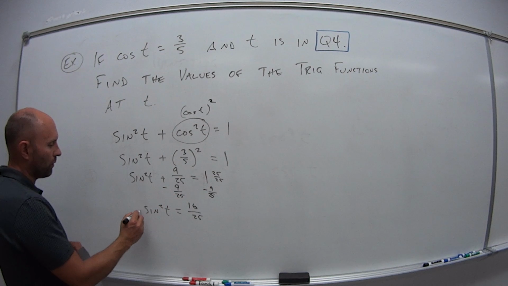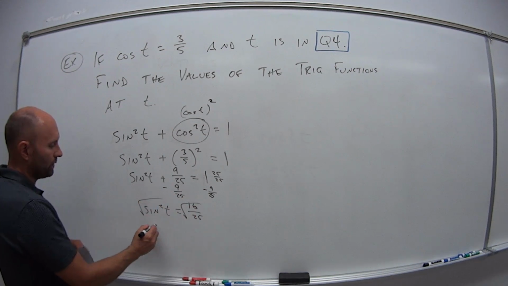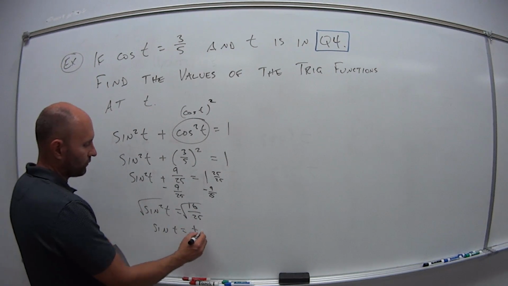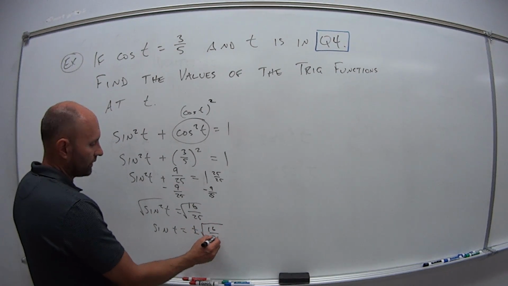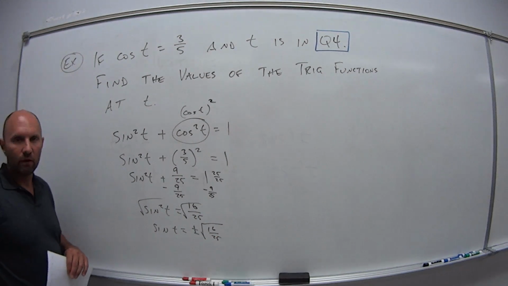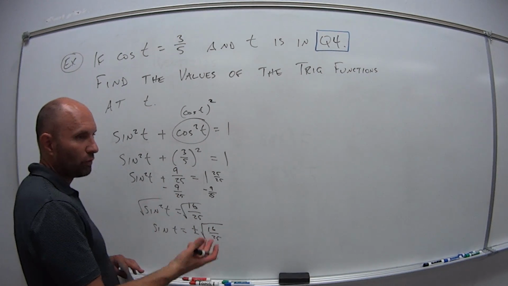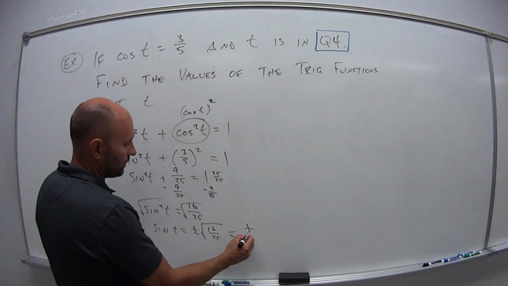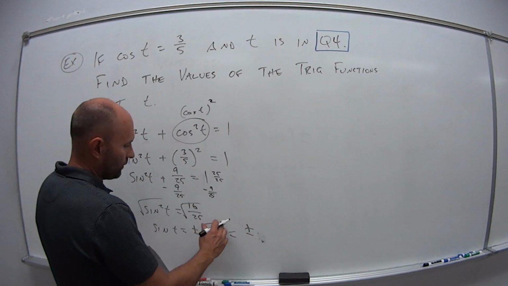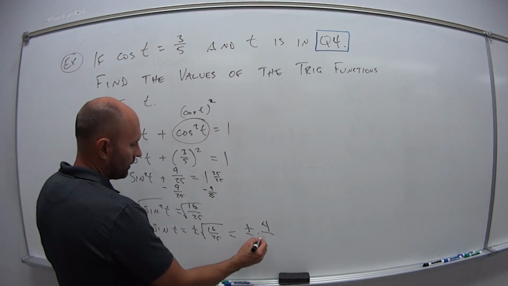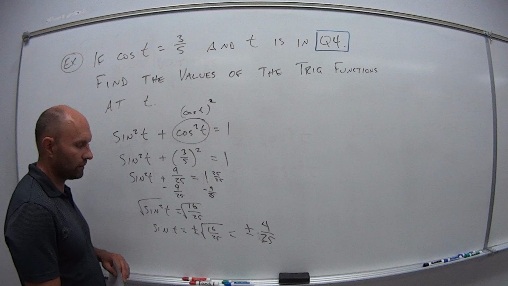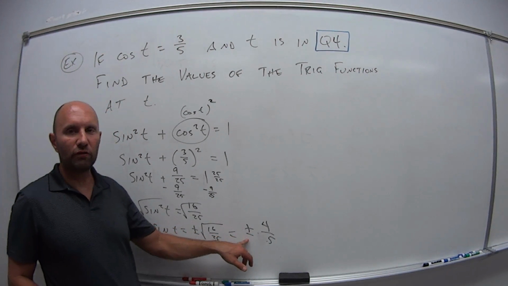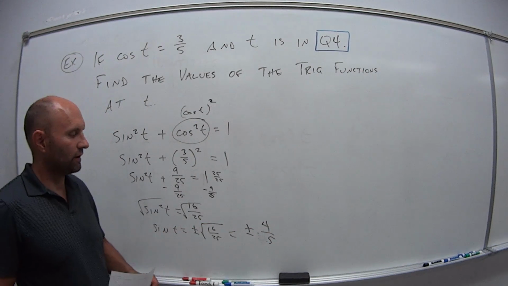This gives us a value of sine squared, but we want just sine, which means we need to take the square root of both sides. If we do that, we get sine of t is plus or minus the square root of 16/25. Using the quotient rule from our radical expressions, this is plus or minus the square root of 16, which is 4, over the square root of 25, which is 5. So sine of t is plus or minus 4/5.